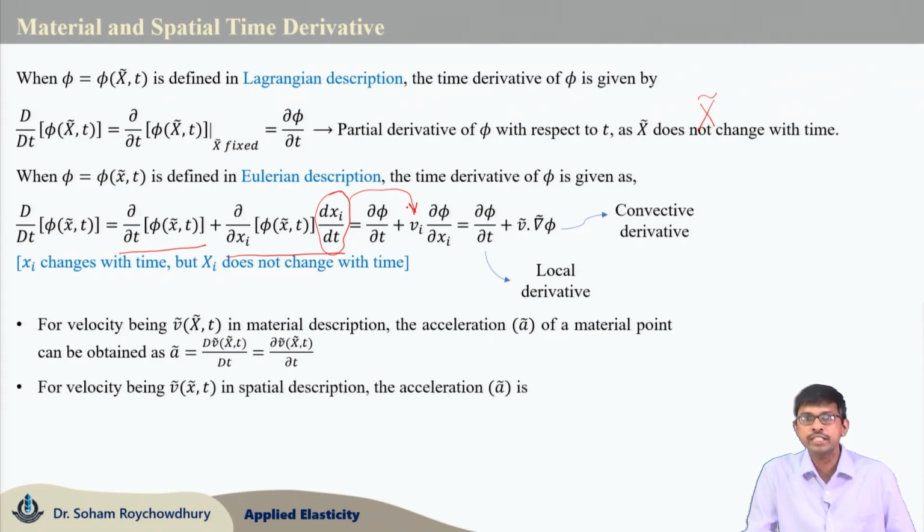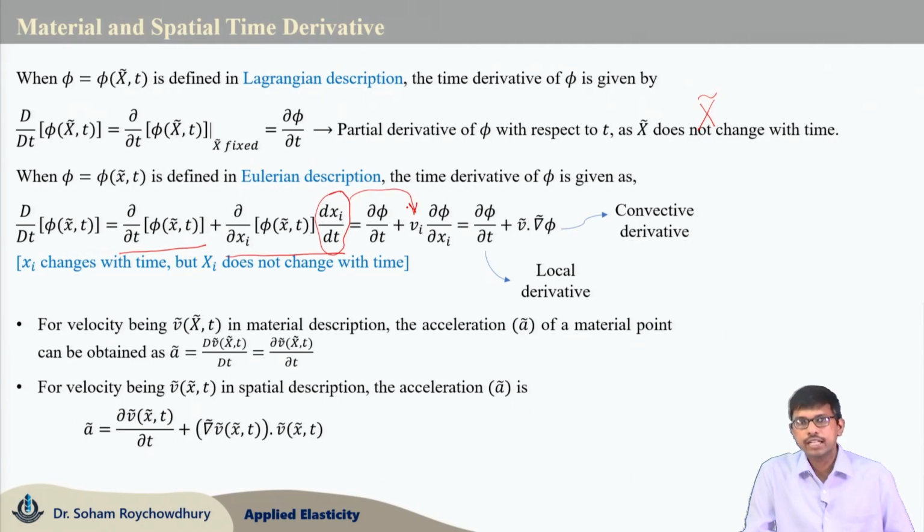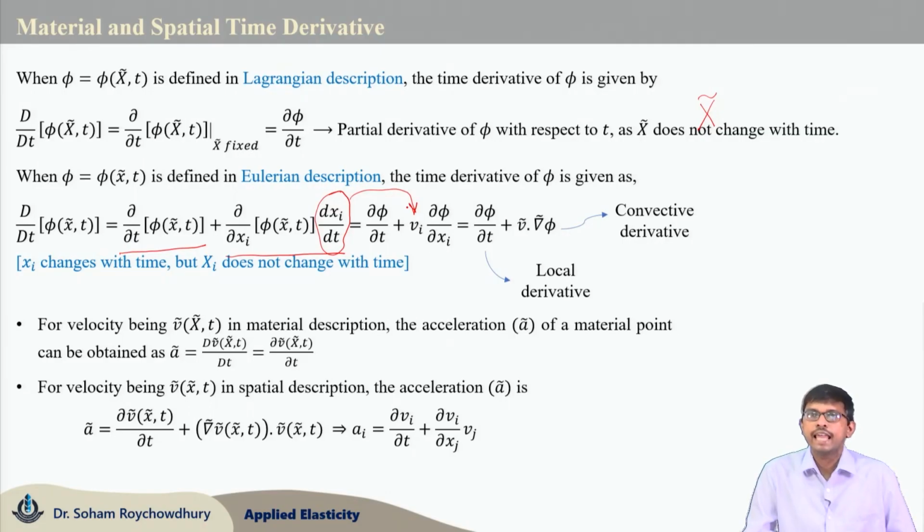Now, coming to the spatial or Eulerian description, where V is function of small x, the deformed coordinate and time. Here acceleration will have two terms, both local derivative as well as convective derivative. So, A vector will be del V del t plus gradient of V dot V. Now, we can further simplify this and write in index form as Ai, the ith component of acceleration vector, equals del Vi del t plus del Vi del xj times Vj. So, this is called the spatial time derivative or acceleration in the spatial approach.